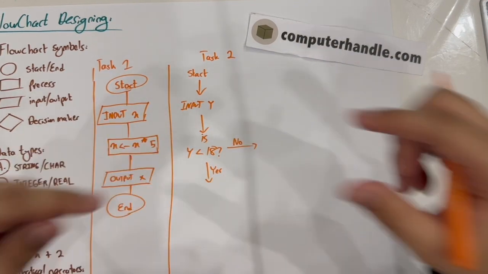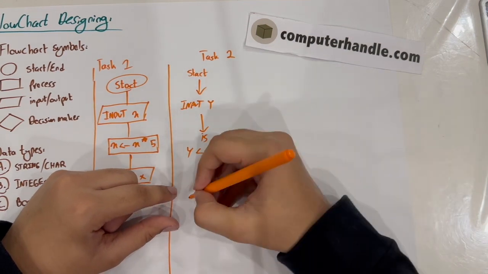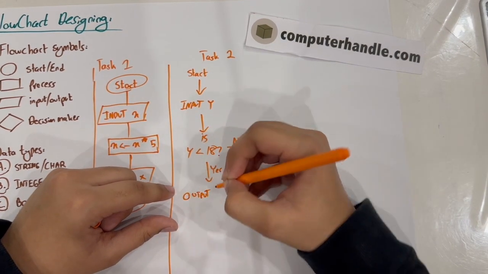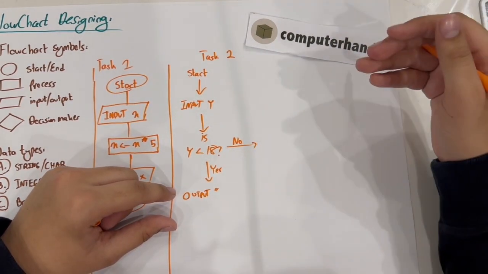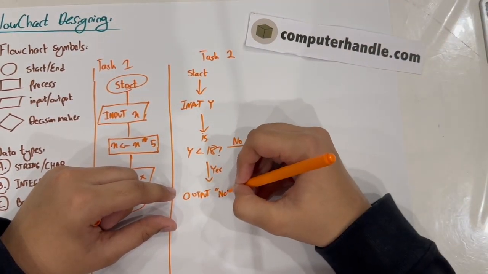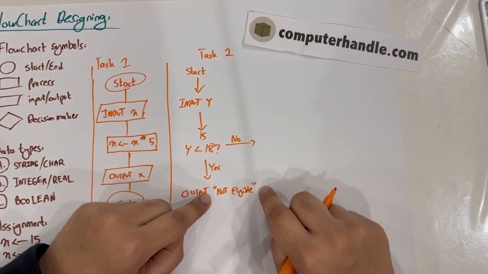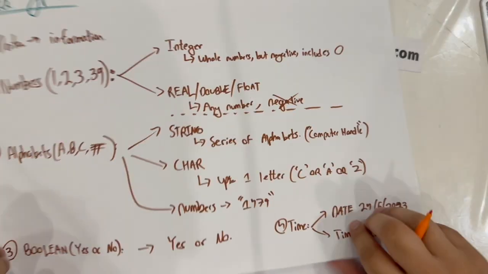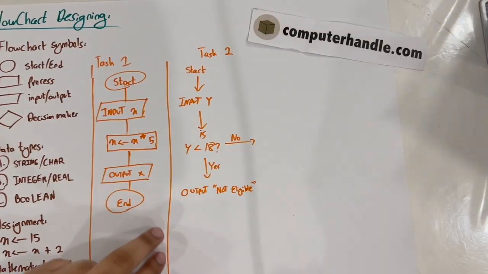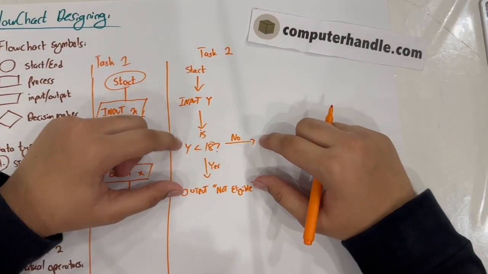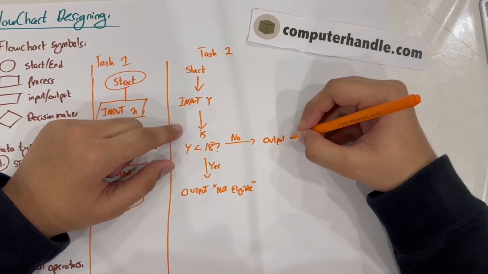So essentially, we're checking if the person is under 18 or not. Is he under 18? Yes. So we're going to output a series of characters telling the user that no, you're not eligible. So I'll just write "not eligible" in double quotations as well, as we discussed right here. Else, if the person's age is 18 or over, we're going to output "eligible".